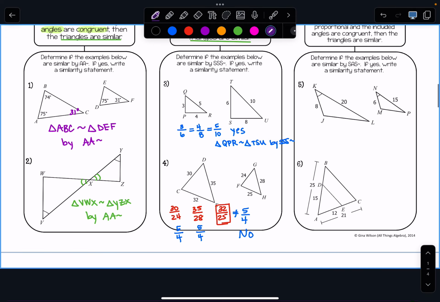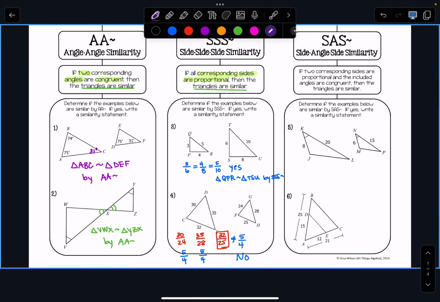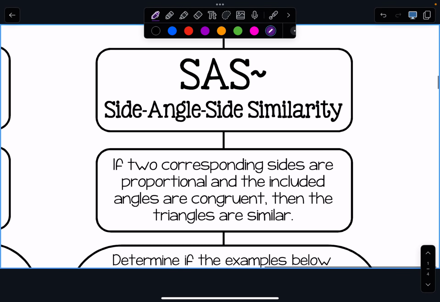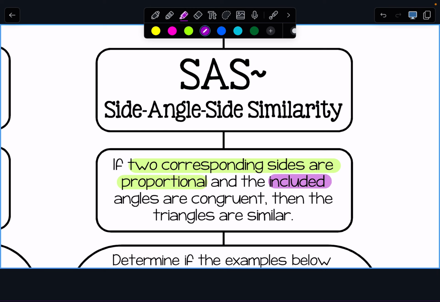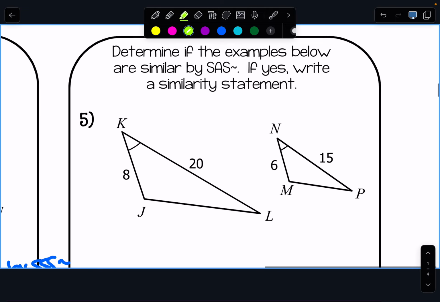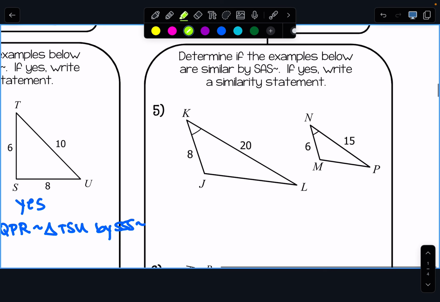Side angle side. Okay. This should be fairly self-explanatory, right? Two corresponding sides are proportional. And this is important. The included angle is congruent. Okay? So you're used to side angle side from when we did congruent triangles, right? So this example 5 right here. So we have our included angle, yes?